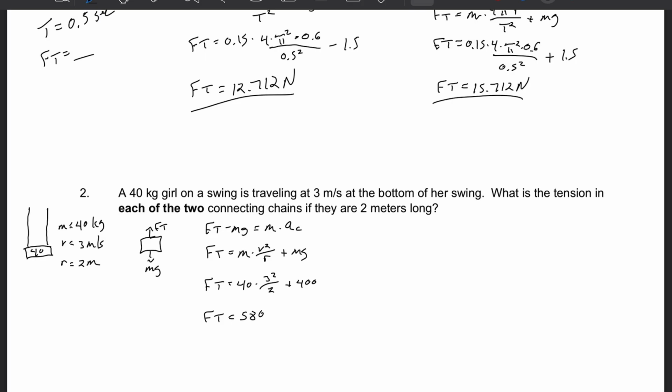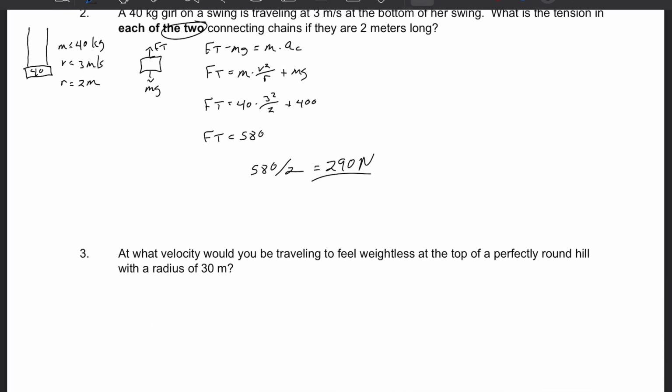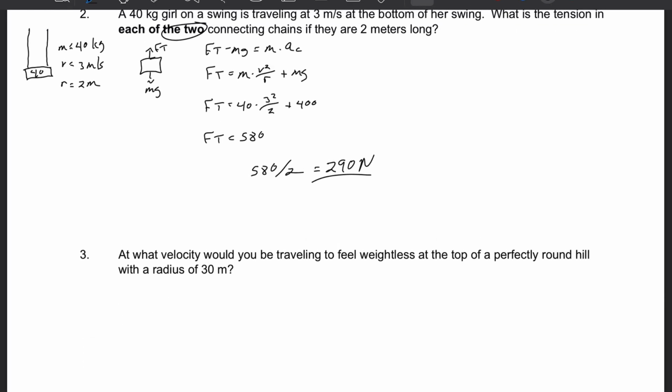That's the total force of tension up. I've got two chains. They're both completely vertical, so they're sharing that force. Because everything's balanced, there's no reason to think otherwise. Divide 580 in half. I get 290 newtons for each chain. Let's just keep it as simple as possible. Let's not overcomplicate anything. If it feels too complicated, it's probably because we're making it too complicated.